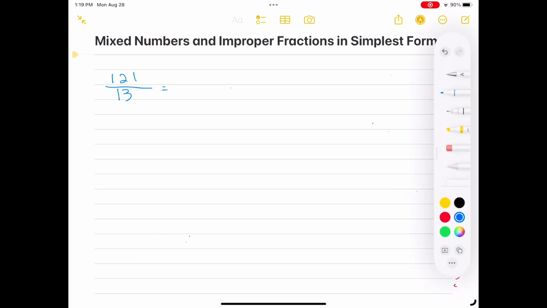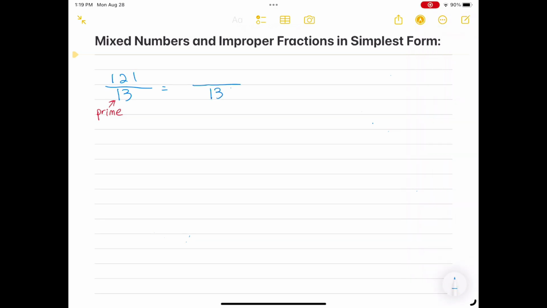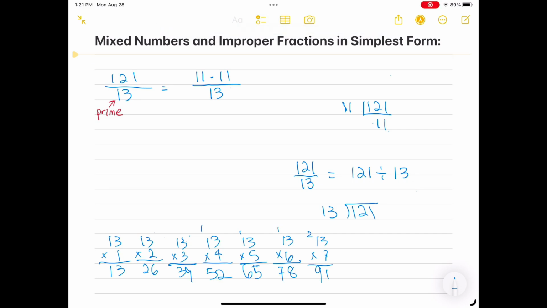To write 121/13 in its simplest form, we find that it doesn't really help to do the prime factorization. 121 factors out to be 11 times 11, and 13 is already a prime number, so that won't simplify. And so there are no common factors in the numerator and denominator that we can cancel. So we treat 121/13 as a division problem, 121 divided by 13. And we quickly compute some multiples of 13 on the side. And we find that 13 goes into 121 9 times. 13 times 9 equals 117.